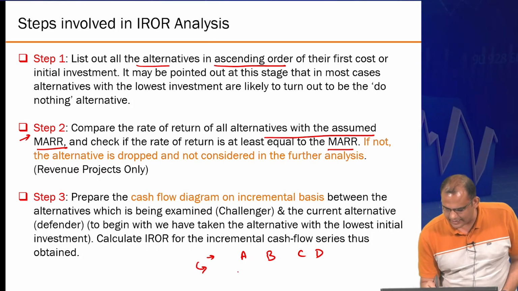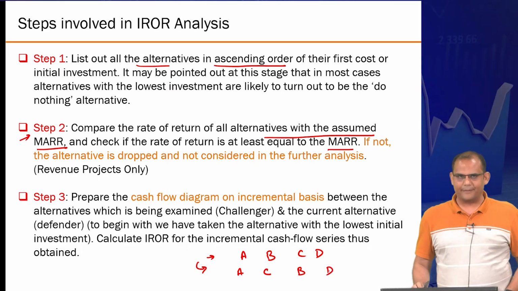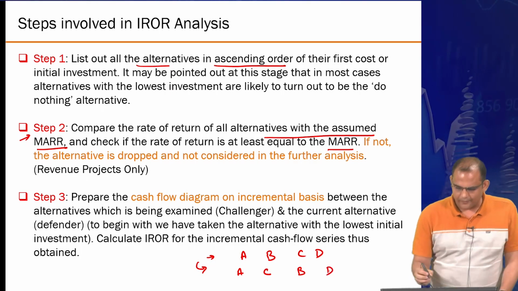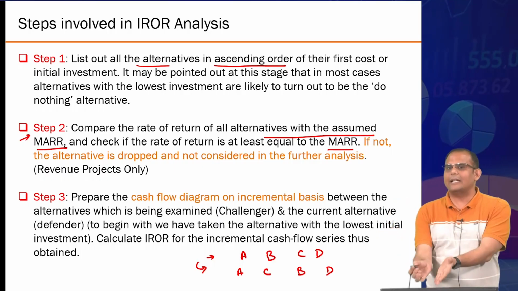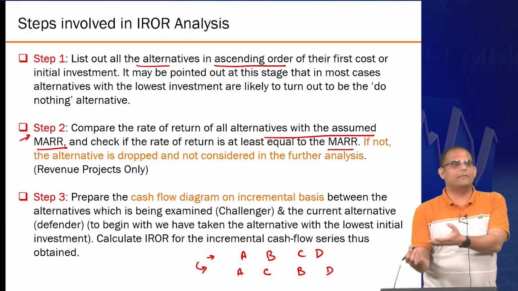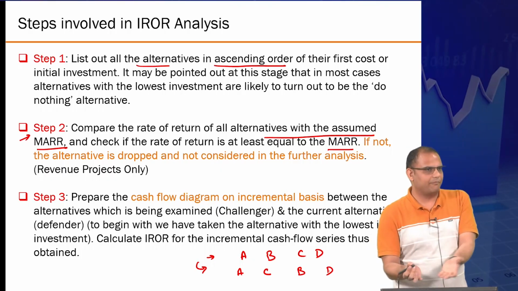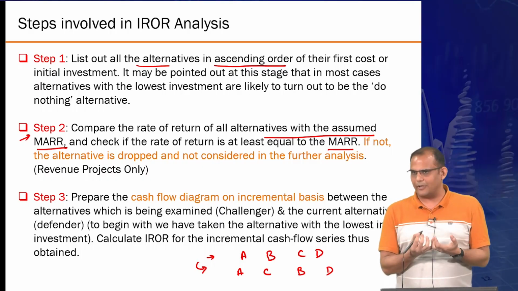After step 1, I have rearranged them in this manner, right? Now, before you go on comparing the alternatives, the first criterion is whether each of these projects is making sense or not, right? If one of them is a loss-making alternative, why even bother comparing it with multiple alternatives?